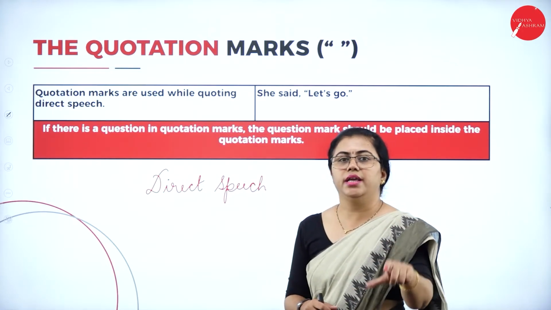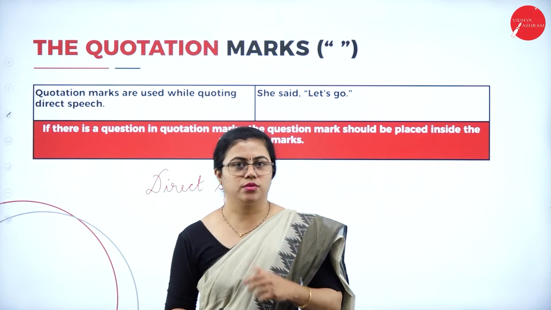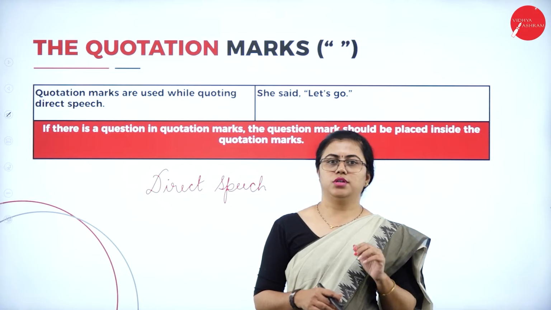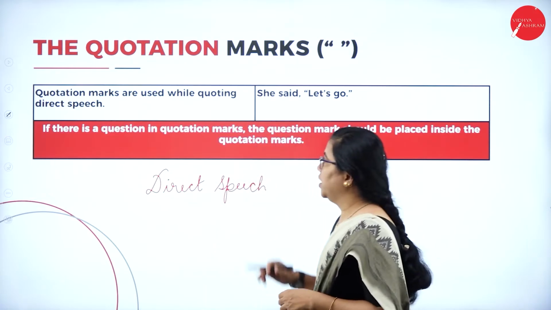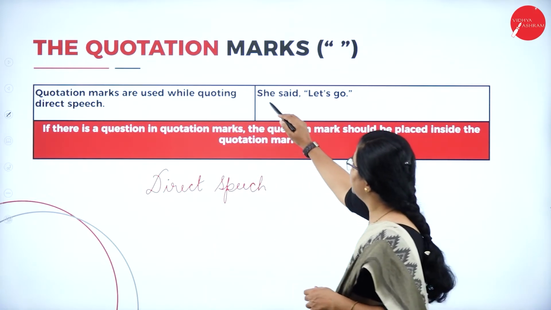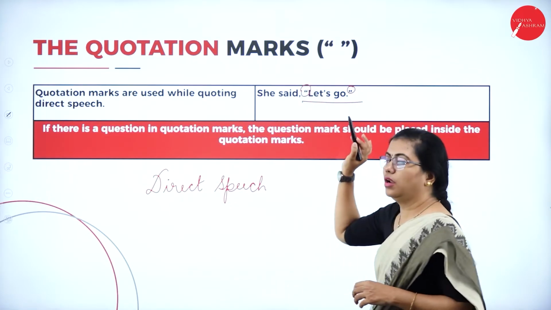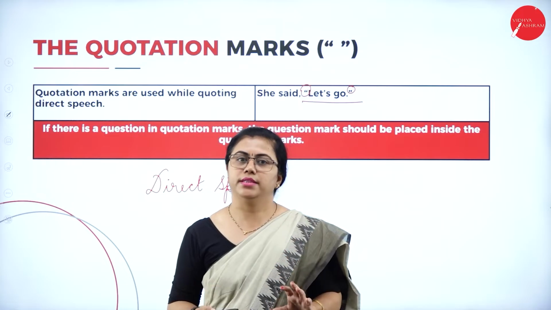In indirect speech, you do not use the exact words of the speaker, whereas in direct speech, you have to quote the exact words of the speaker. So here you can see, she said, "Let's go." Here these are the quotation marks and this is the actual words spoken by the speaker.